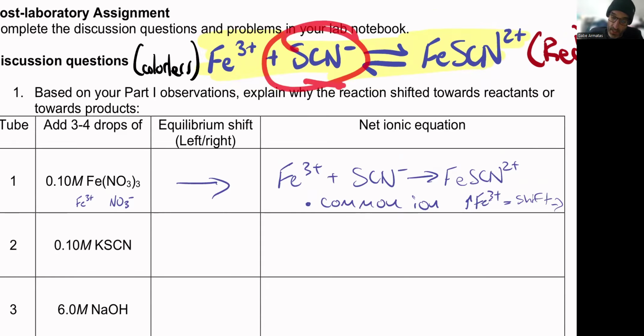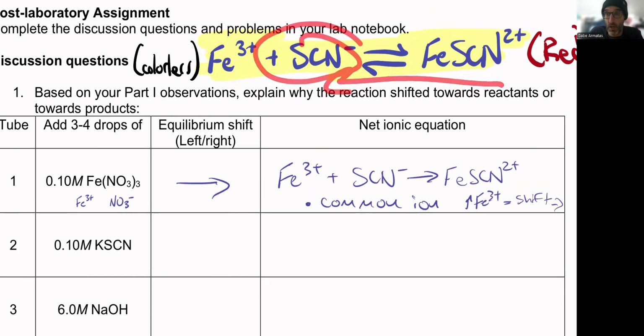Again, increasing this shifts it away. If I increase thiocyanate, we're going to shift this way. If I somehow got rid of one of these, it's going to shift towards the loss. So away from an addition, toward a loss.